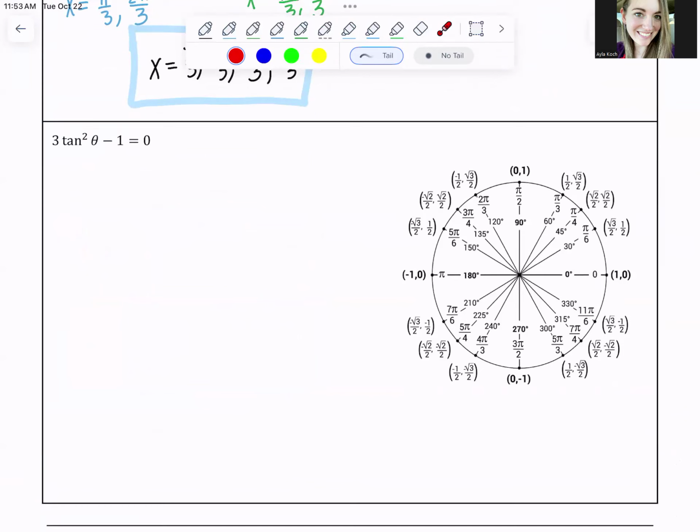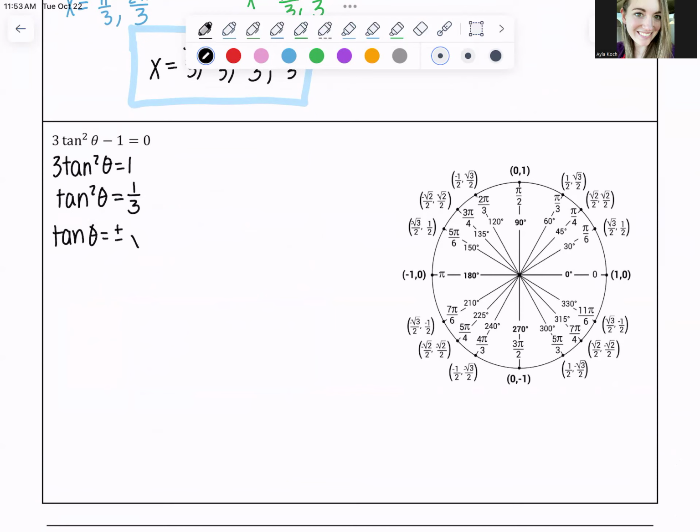3 tangent squared theta minus 1 equals 0. 3 tangent squared theta is equal to 1. Tangent squared theta is equal to 1 over 3. Take the square root on both sides. Don't forget the plus or minus. Plus or minus the square root of 1 over 3. Distribute that square root on the top and the bottom. You get plus or minus 1 divided by square root 3. So we're looking at tangent of theta equals plus or minus 1 divided by square root 3.